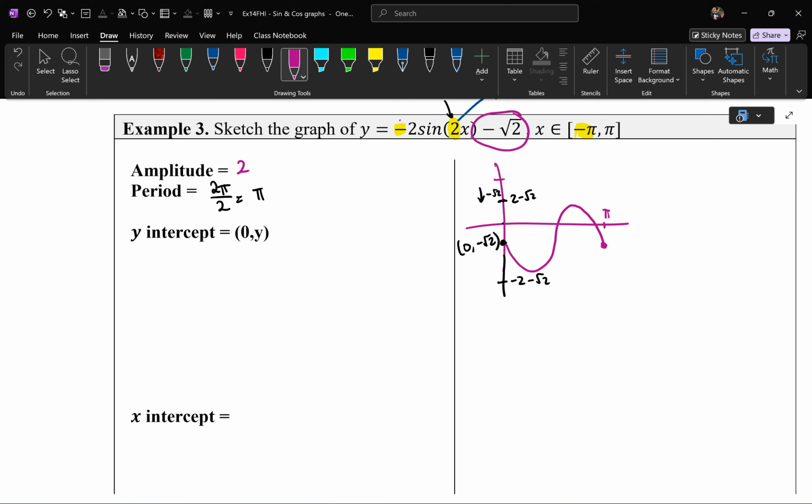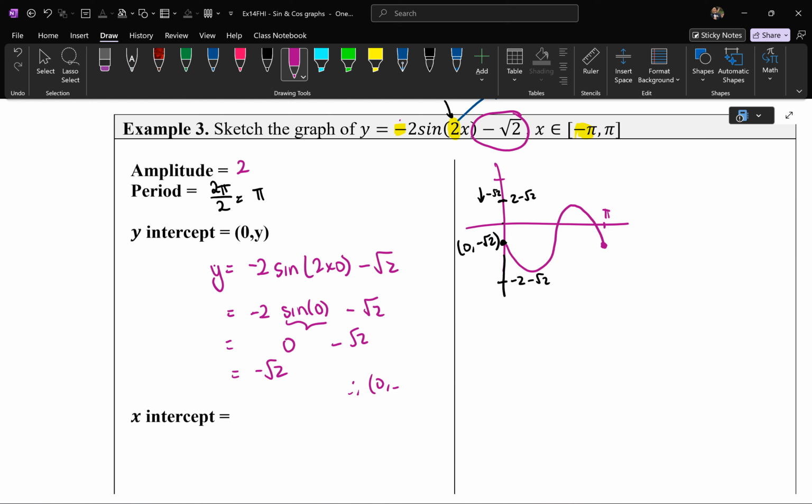Y-intercepts, let's calculate it. Y equals negative 2 sine of 2 times 0 minus root 2. So let's work it out. What's sine of 2 times 0? That's the same thing as saying sine of 0. And Umafi, you said before, sine of 0 is 0. So 0 times negative 2 becomes 0. We've proven it. Y-intercept is definitely 0, negative root 2, which I've already done.